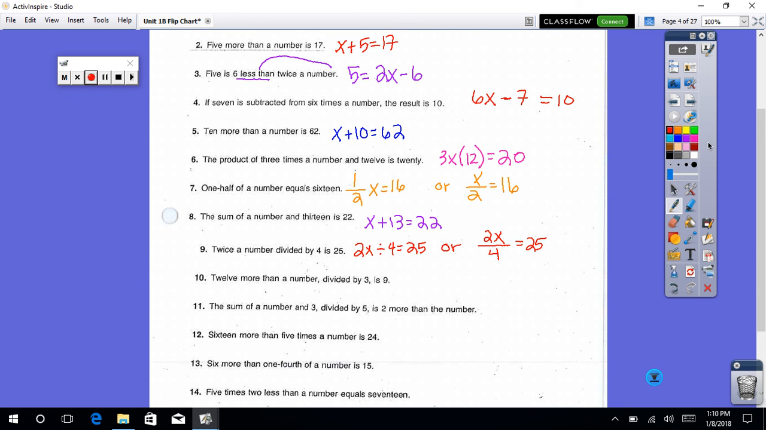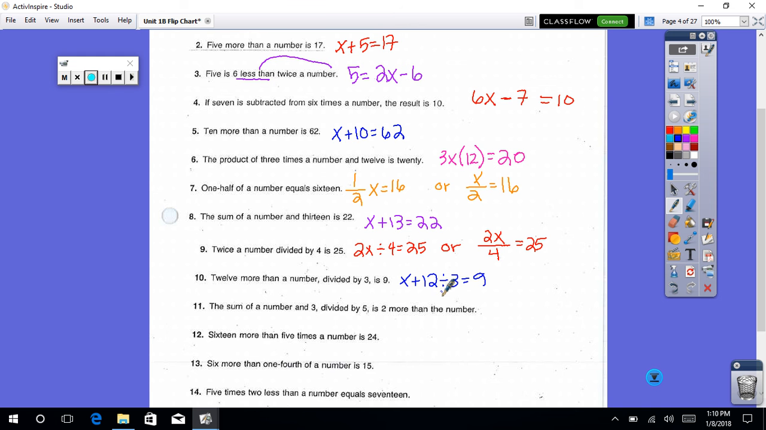Oh, and we've got one coming up in number 10. Okay, 12 more than a number divided by 3 is 9. Okay, so normally you would write it like this. 12 more than a number divided by 3 equals 9.